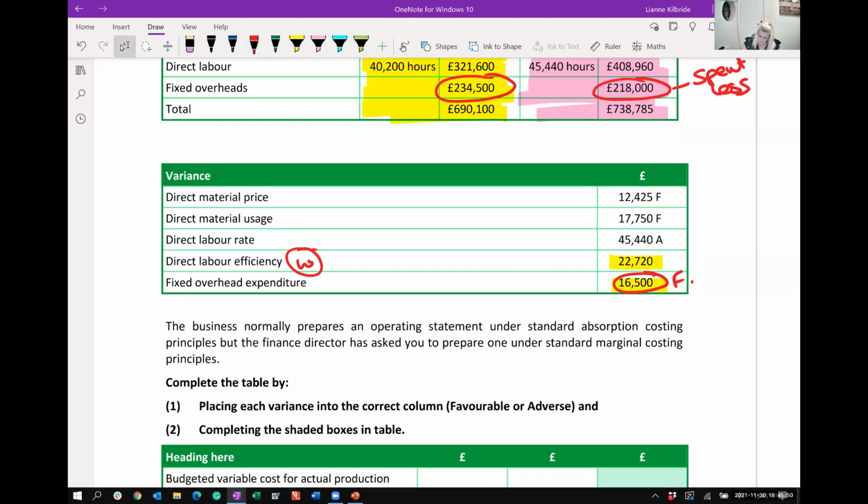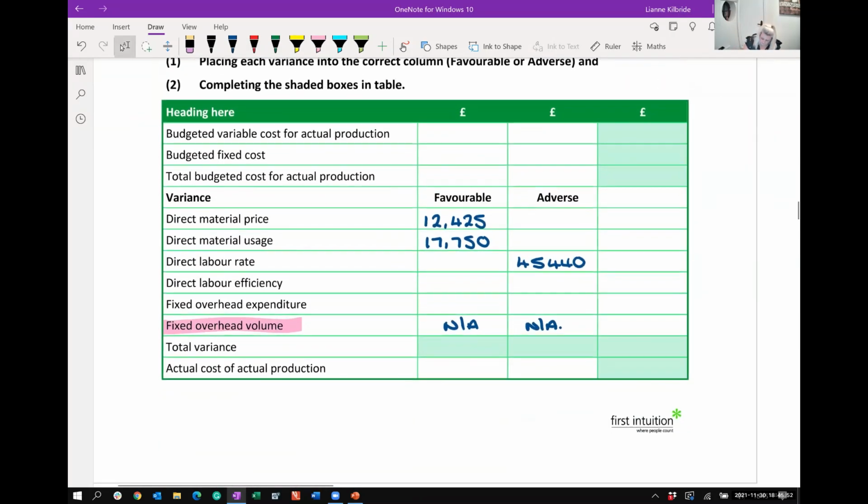Okay, so we can pop that 16,500. Let me change that colour pen, sorry. £16,500 in the favourable box here. Okay, now we need to work out what that labour efficiency rate is.